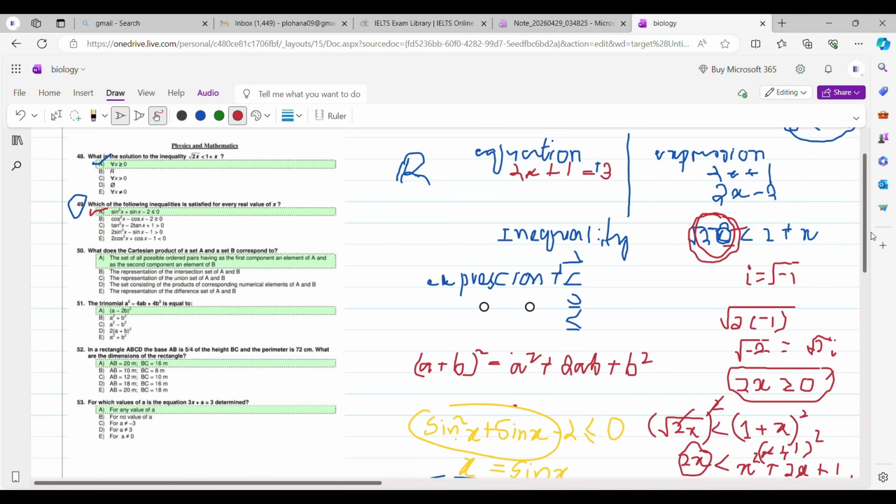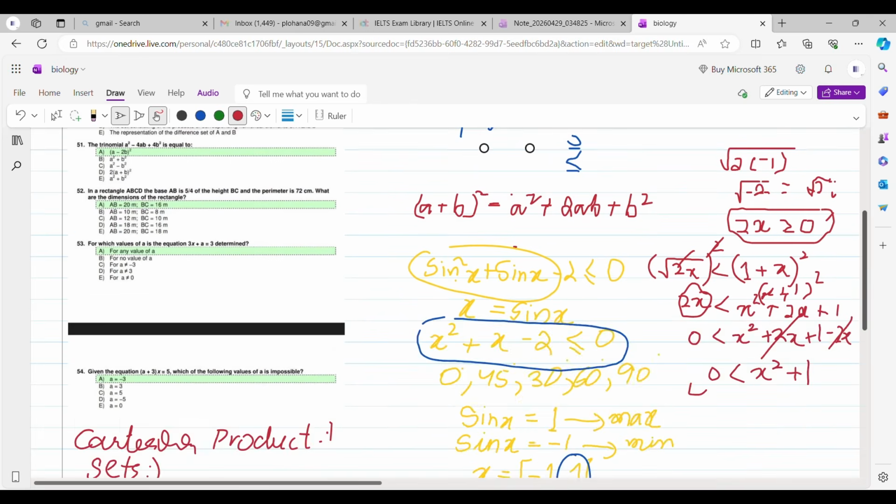Of course, this is what we studied. This is what we were looking for as our answer. So basically, this is the right answer. If I see option B, the representation of the intersection set of A and B.